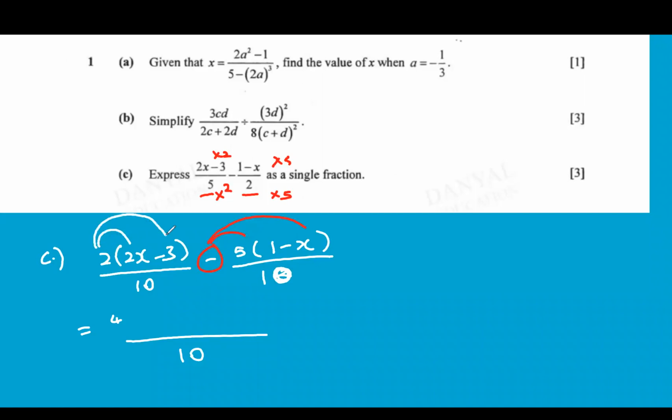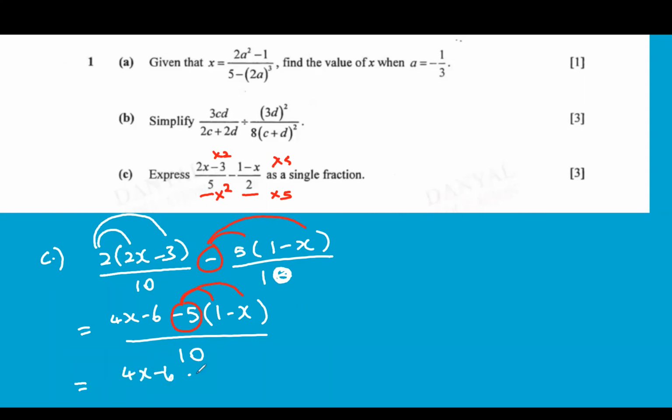So 2 multiply 2x, I get 4x. And then 2 multiply negative 3, I get negative 6. And don't forget what we said just now. I should leave this as minus 5. And then I need to remember that later my minus 5 here, this whole thing, will apply to this and also will apply to this. So the next one that I have here, I will get 4x minus 6.